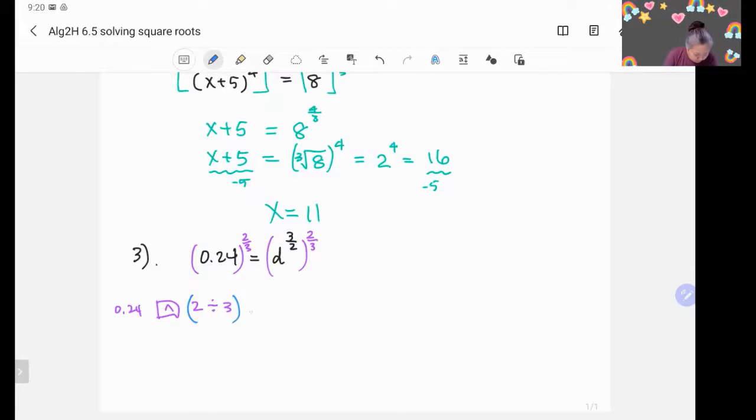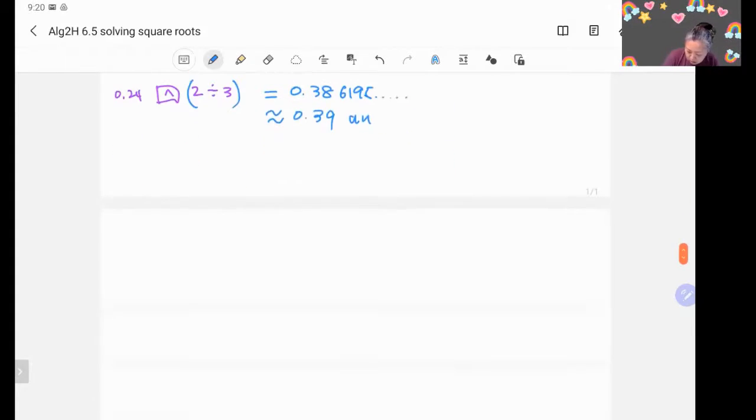Then this will give you 0.386195... right? Then I think it was saying rounded to the hundredths, so it's approximately 0.39 AU. Okay, then one more example, number 4, it's the last one.